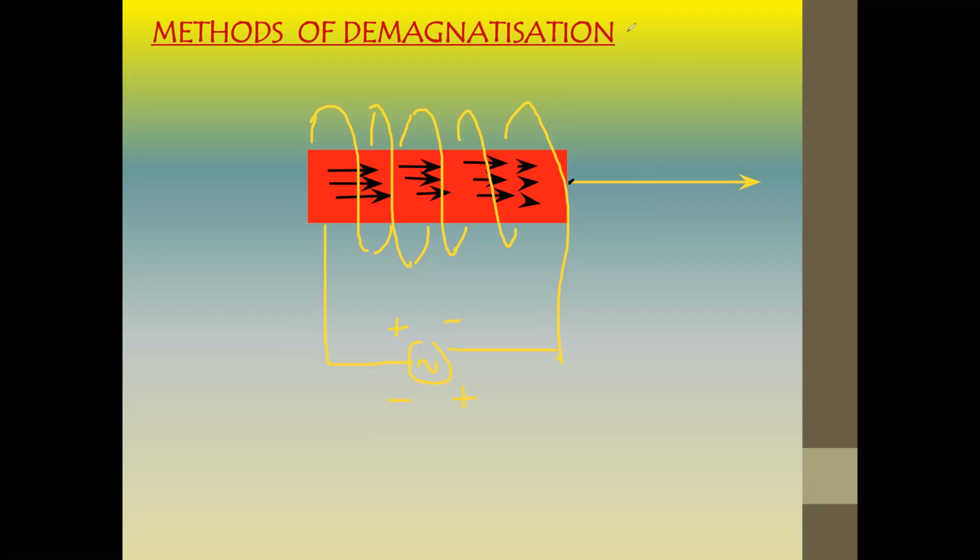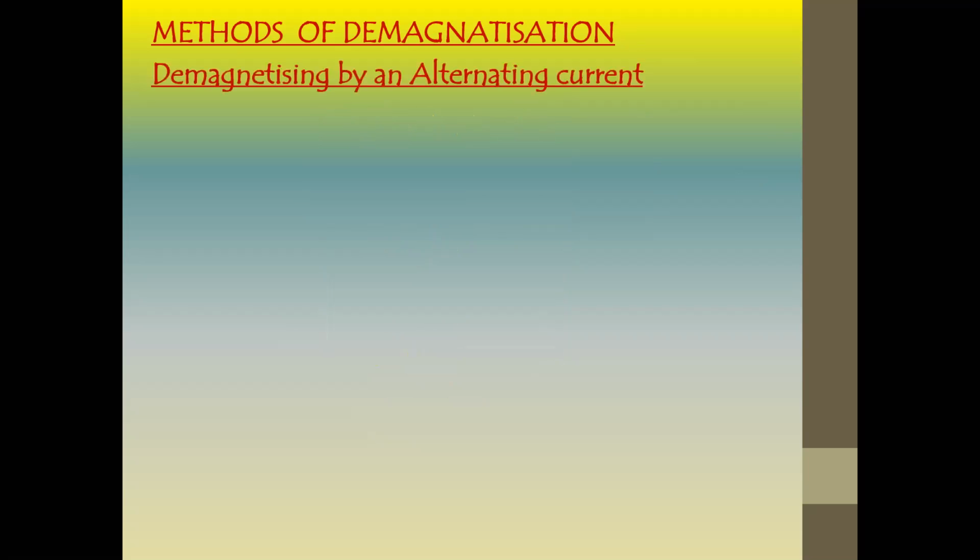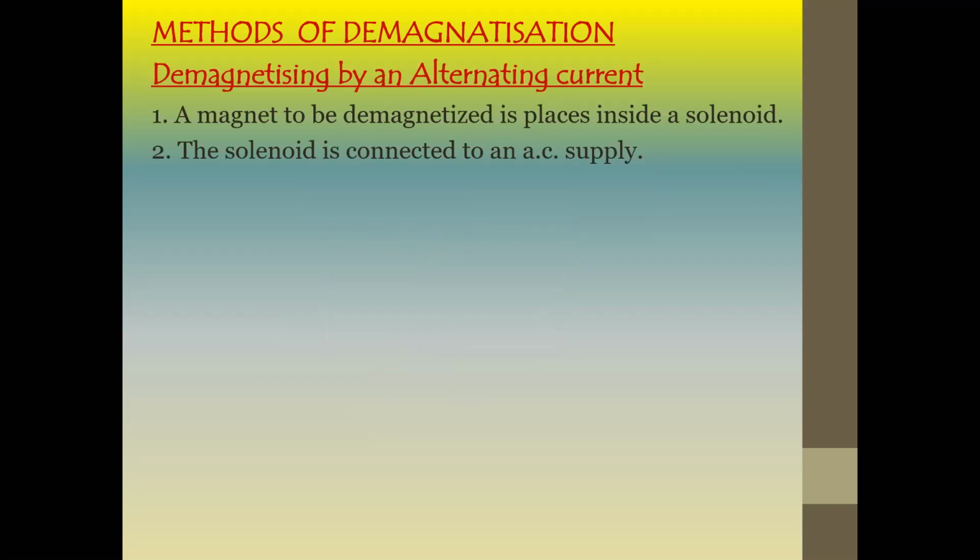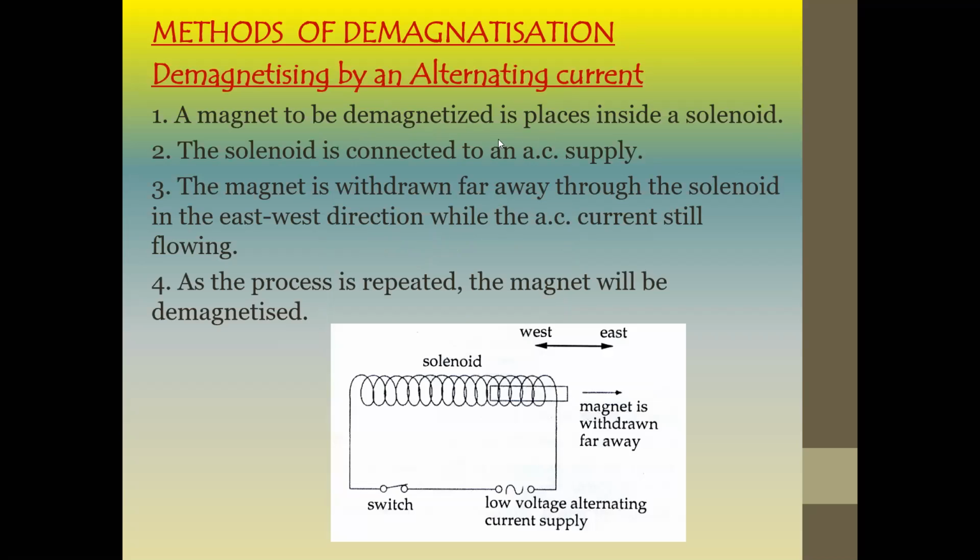So there are three ways to demagnetize. One is by alternating current, second one is by heating, and the third one is by hammering. Is it clear?